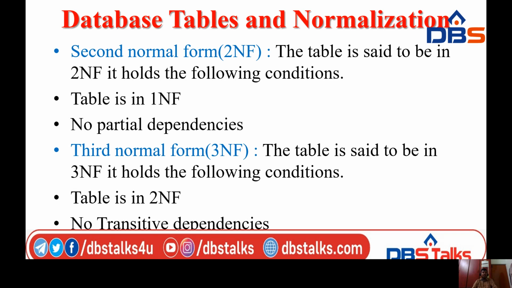Now comes the third normal form. The table is said to be in the third normal form if it holds the following conditions. It should be in the second normal form. If it is in the second normal form, it maintains everything discussed before, that is the first normal form and no partial dependencies. Then comes the second condition, no transitive dependencies.